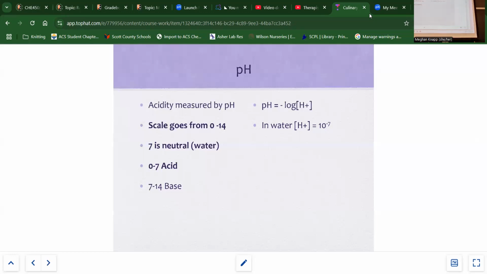All right, so you're going to put that in. Then you're going to hit the log button. And it should give you negative 7 at that point. So if you hit the plus minus button, I'm sorry, not 3, 7. I typed in the wrong number. You should have 7 for your pH.